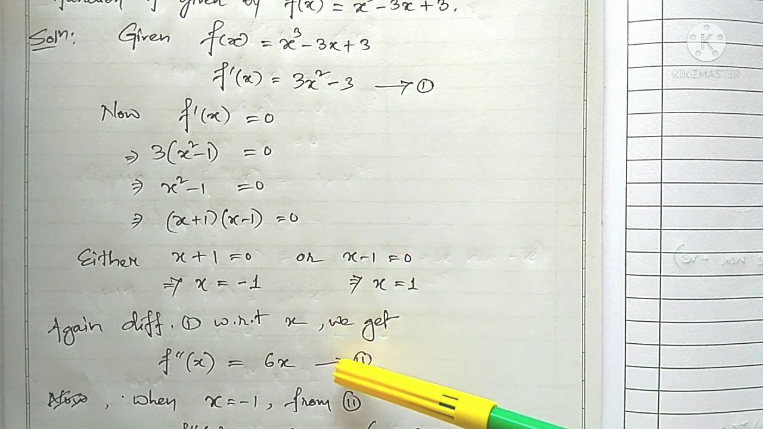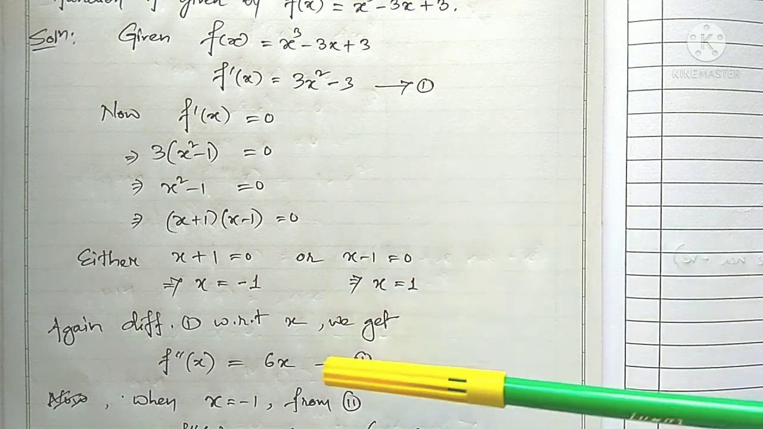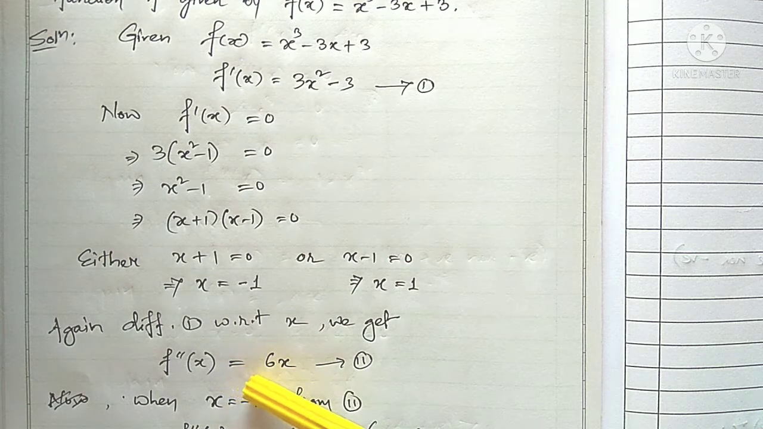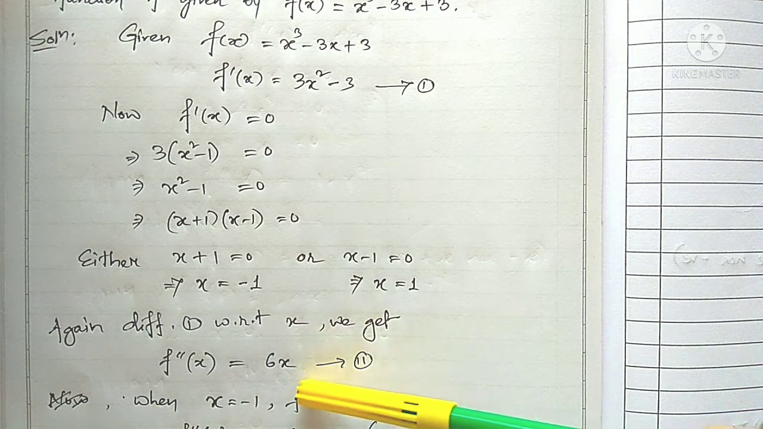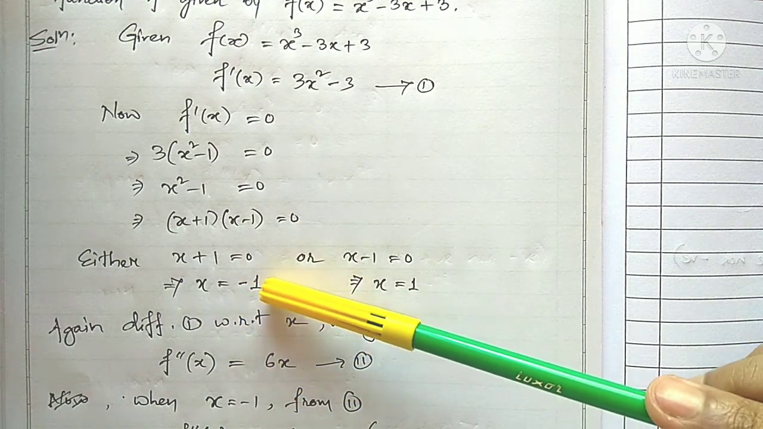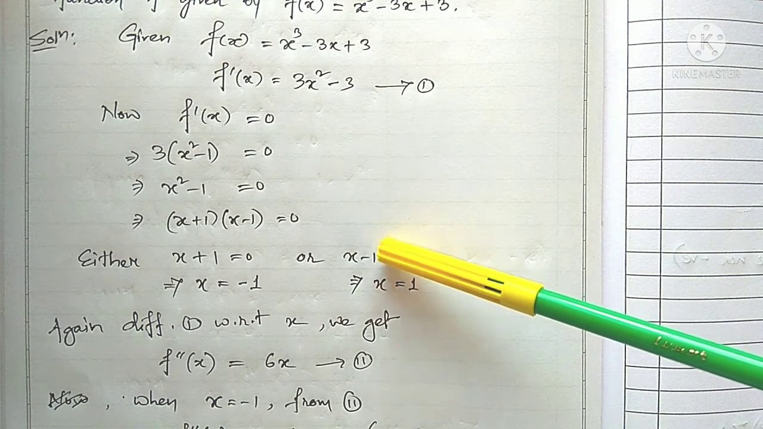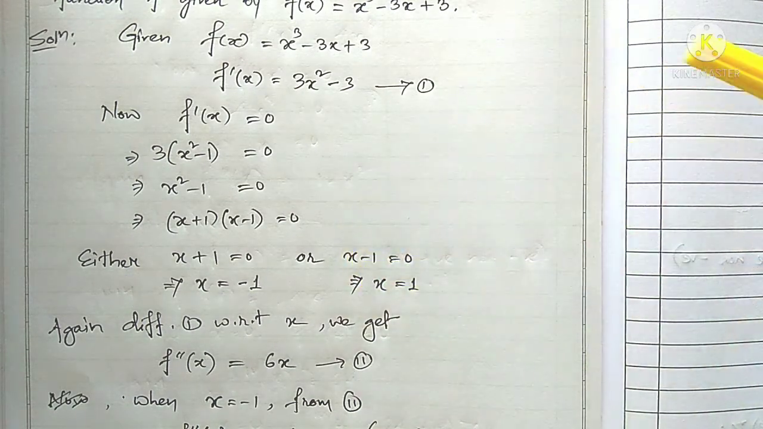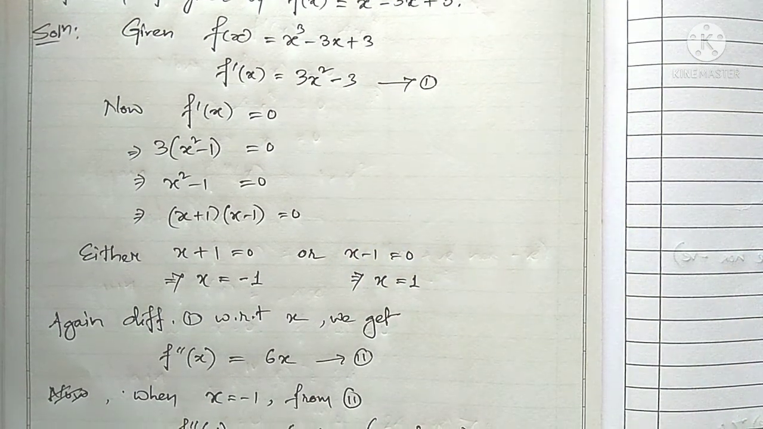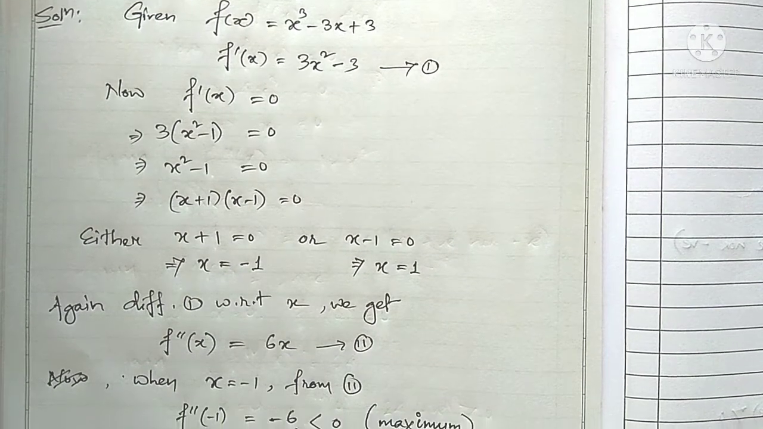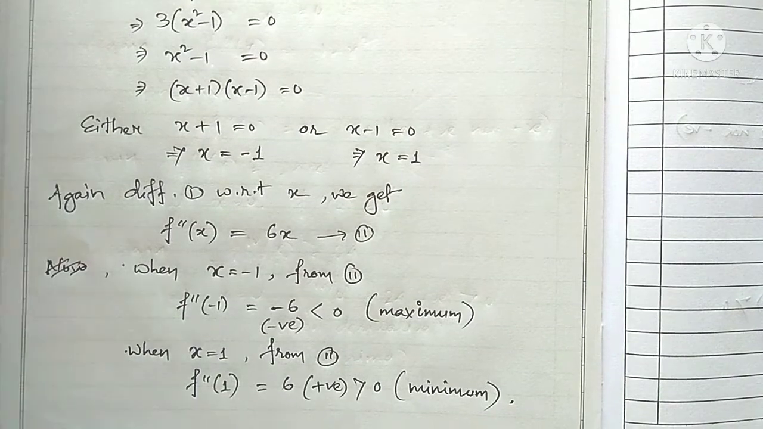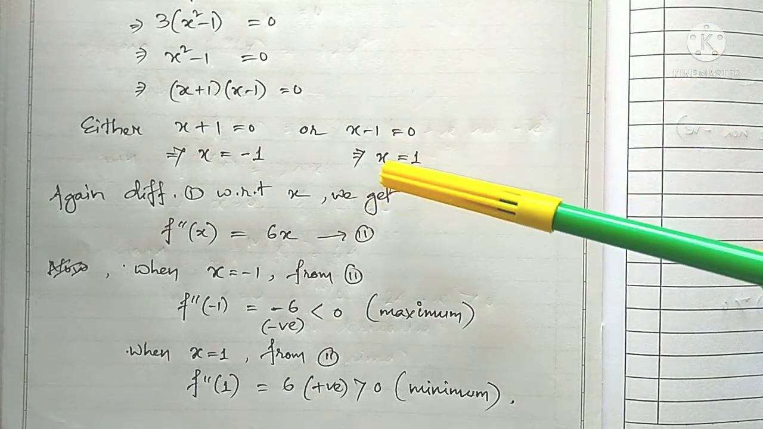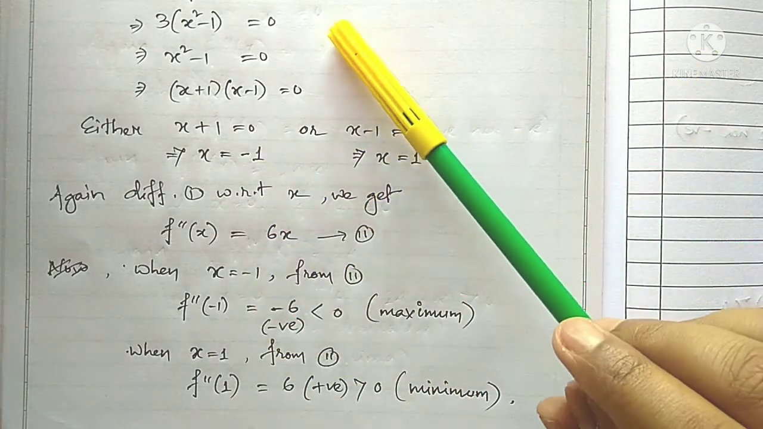After the critical point we have to differentiate the function again, so here we get the second derivative. The second derivative value we get here is 6x, and after finding the second derivative, now the critical points we have to put one by one. We have to verify at which point we get maxima and at which point we get minima, and for this we have to put the critical points one by one.